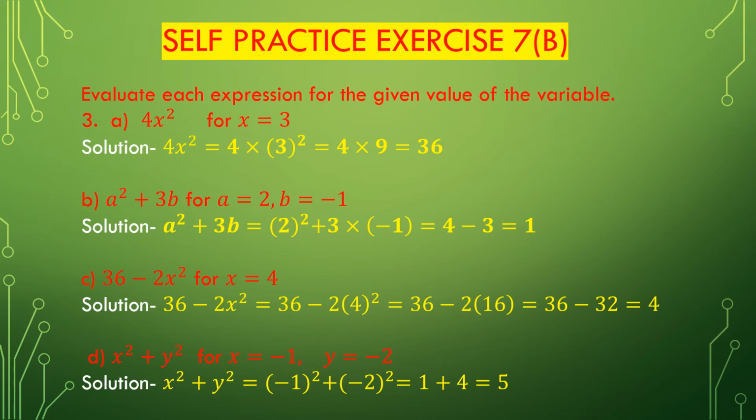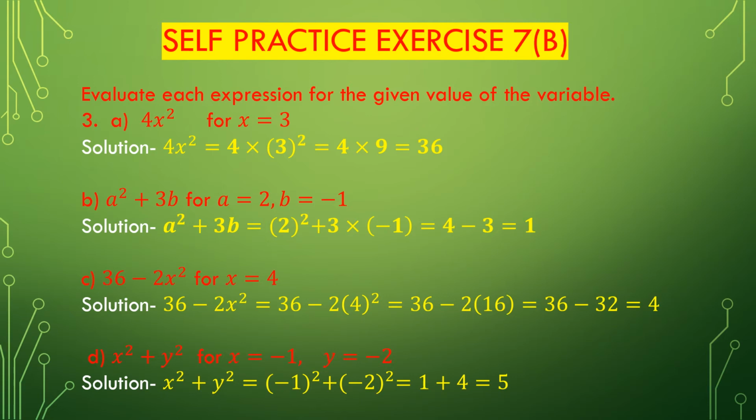Now we solve question number 3. Question number 3 is evaluate each expression for the given value of the variable. First bit is 4x square for x equal to 3. Substitute the value of the variable x is 3 in the expression 4x square.